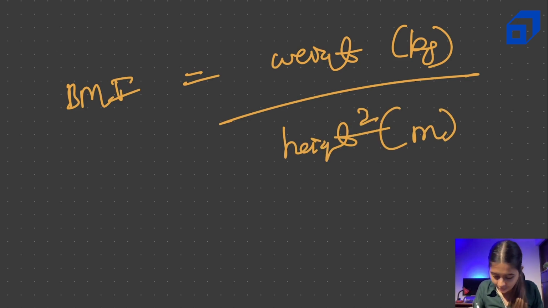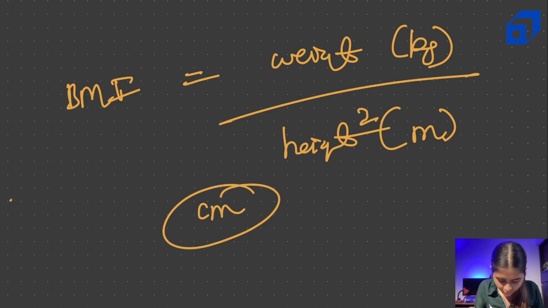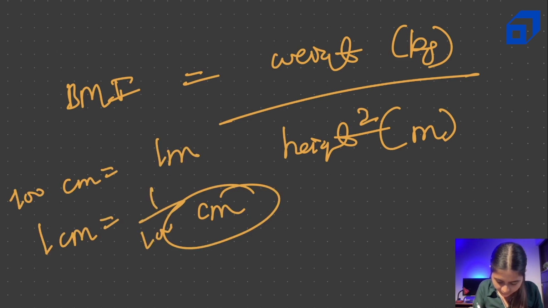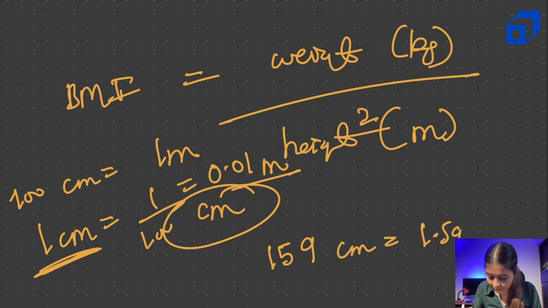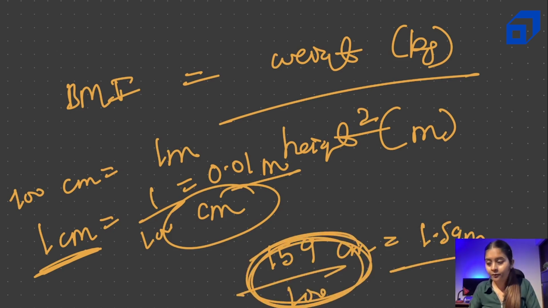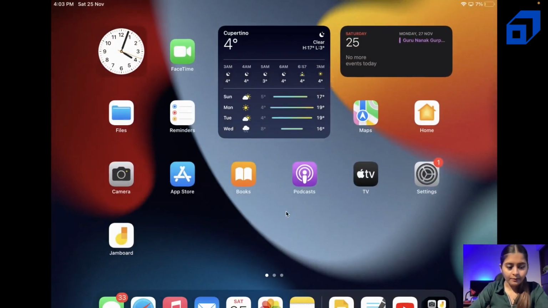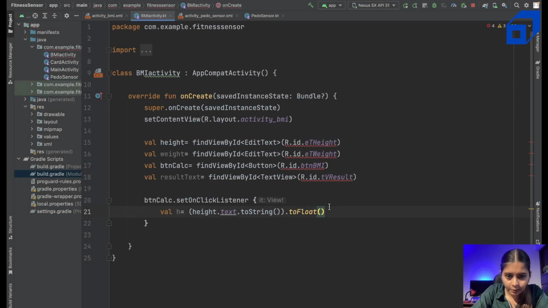Okay, all right. So I'm getting the values in centimeters, right? 100 centimeters is 1 meter, so 1 centimeter will be 1 by 100, that is 0.01 meter. So if the height is 159 centimeters, it will be 1.59 meters, right? Basically I have to divide the value by 100, so I get it in meters. So I will do the same thing here. I converted this to float, and now I will divide this by 100. Okay, so height is sorted. I got the height in meters.